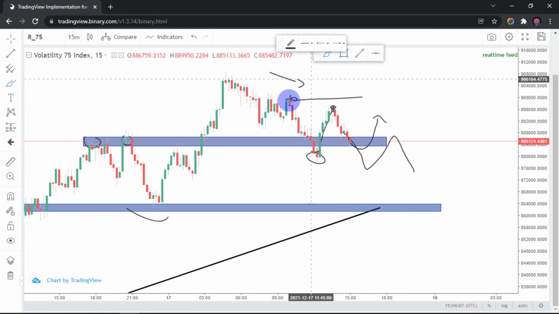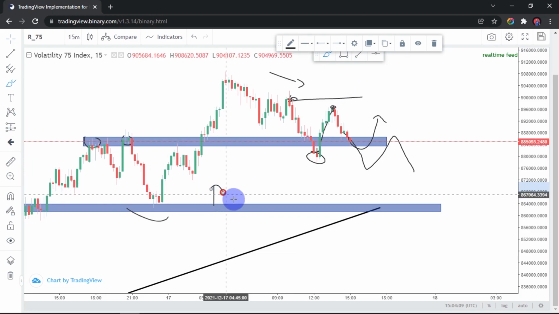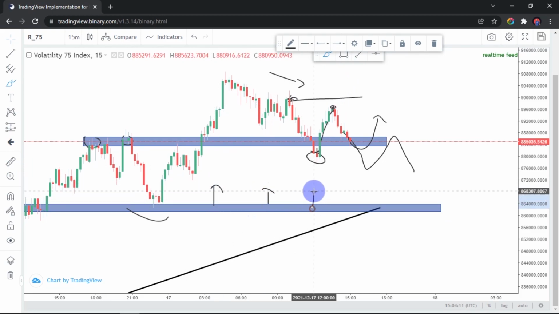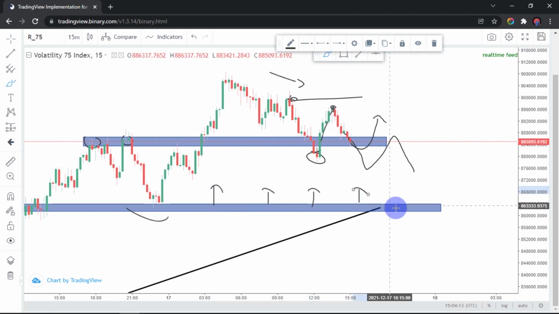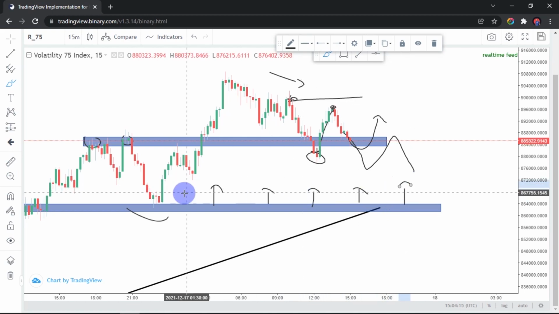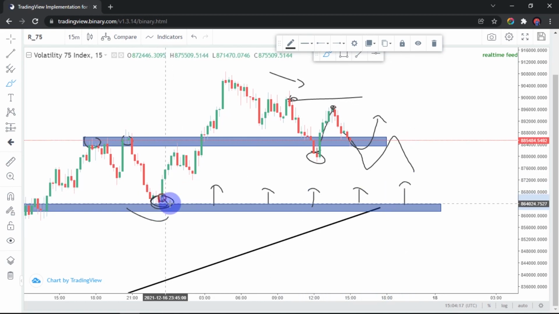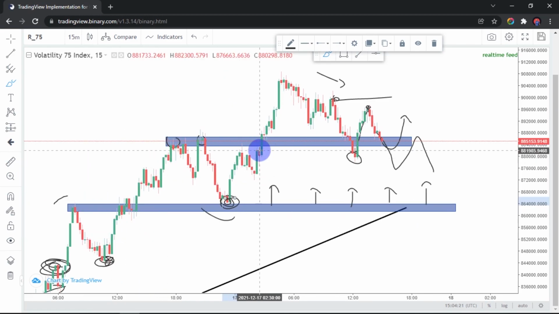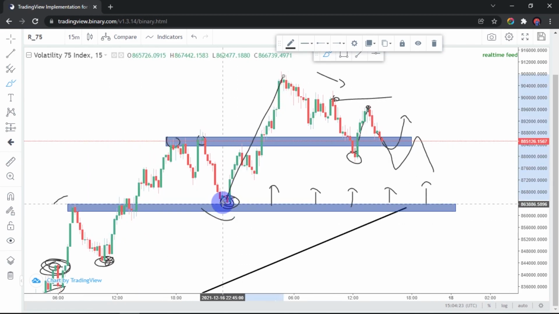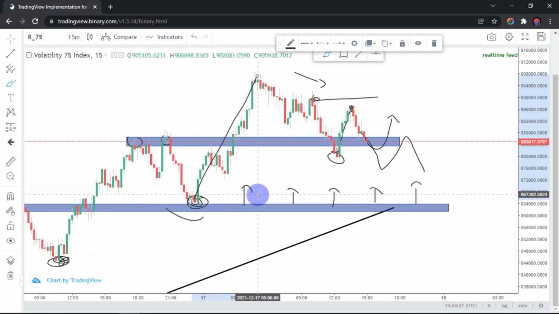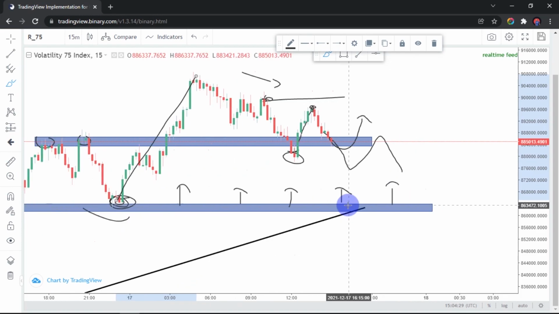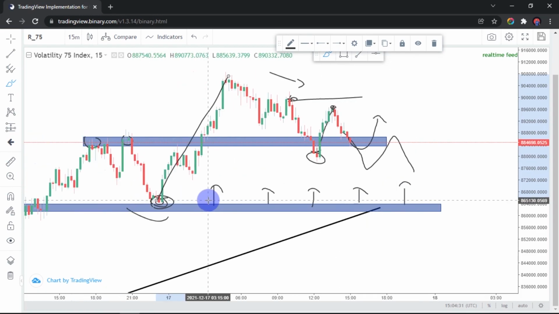For example, this level, above it is the territory of the buyers. That's what I always say. Above it is the territory of the buyers. Why? Because of this area, this is where the buyers took the price in terms of this impulsive wave here. This is where they took the price. So as long as the market is above this area, it is still on the side of the buyers.